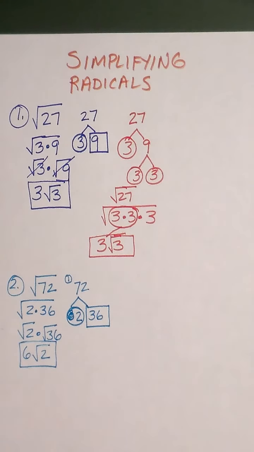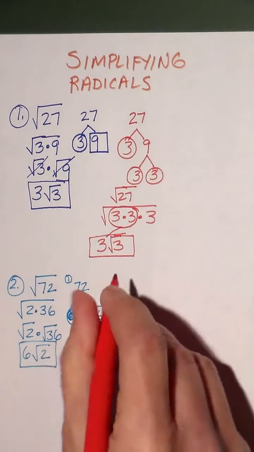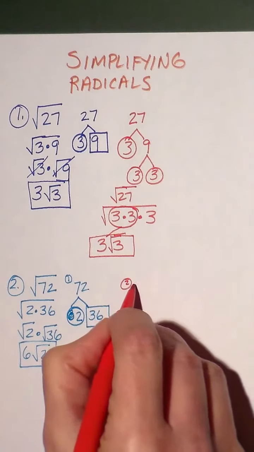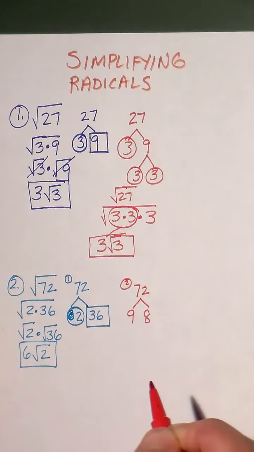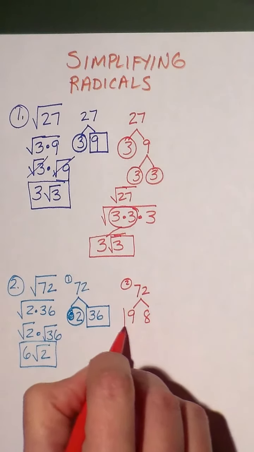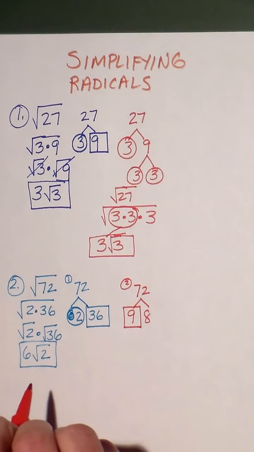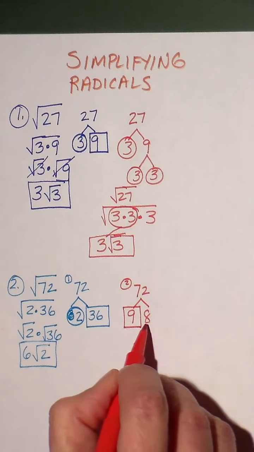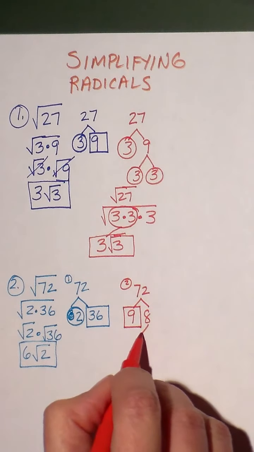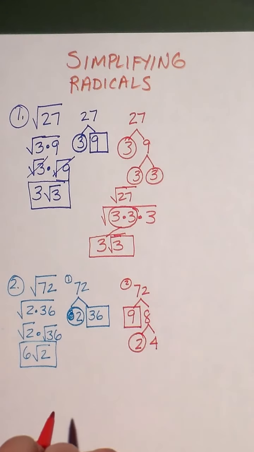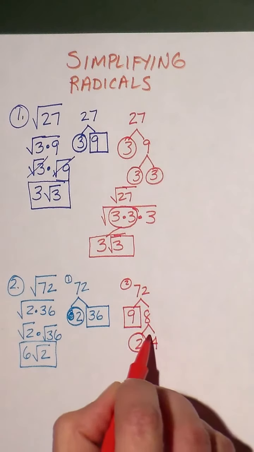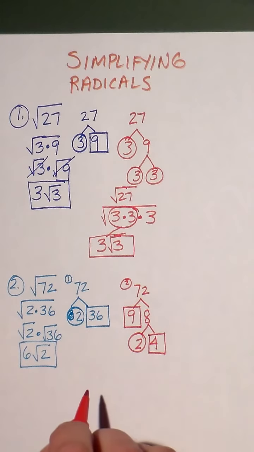It depends on how you personally want to do these. So we're going to look at a second way. We're going to factor it differently. So I'm going to do 72, and I'm going to do 9 times 8, because that's the most common pick. 9 is a perfect square, so I'm going to put a square around it. 8 is not prime, nor is it a perfect square, so I'm going to keep going. So I've got 2 times 4. 2 is prime, I'm going to circle it, and 4 is a perfect square.